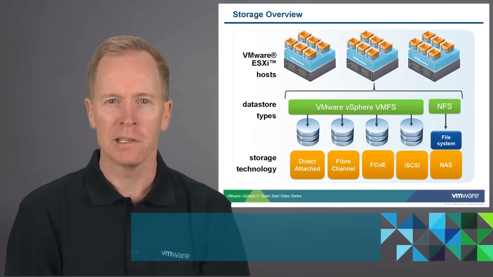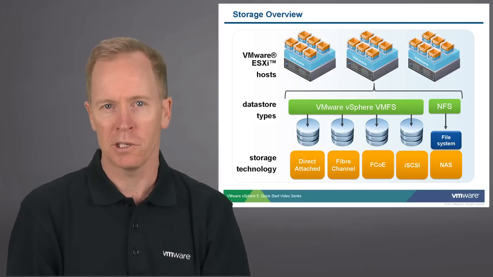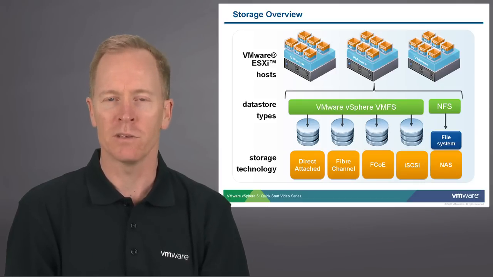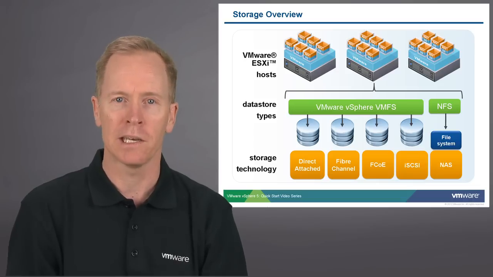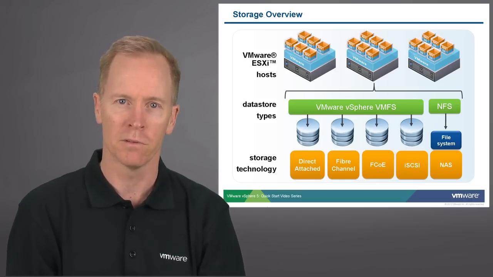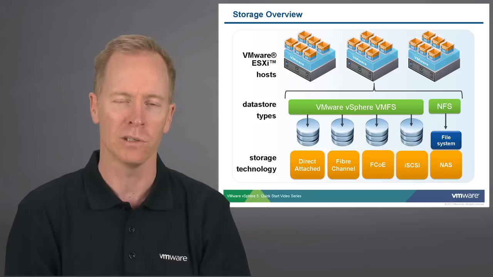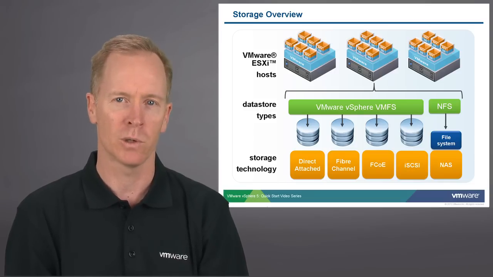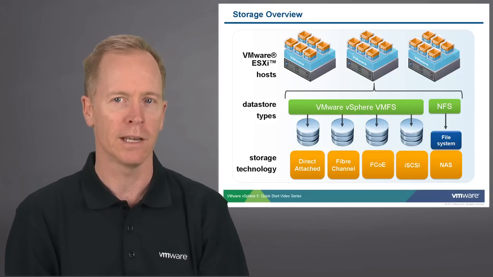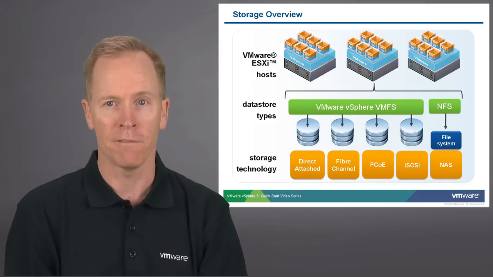As you can see illustrated in this slide, your ESXi host can make use of storage of a variety of types. It can access directly attached storage, for instance, local SCSI storage. It can access Fibre Channel storage, Fibre Channel over Ethernet, iSCSI, and NFS.